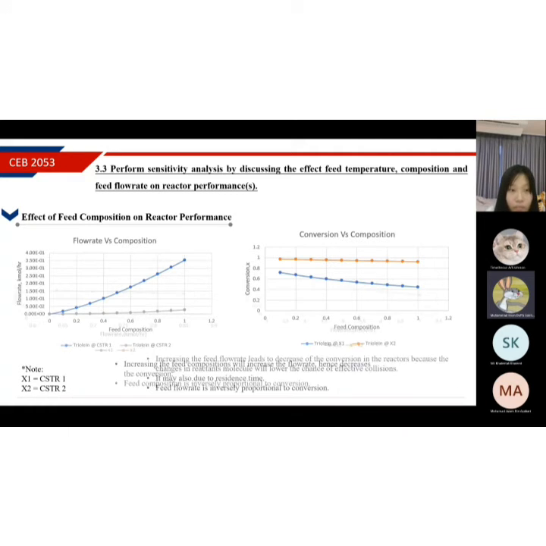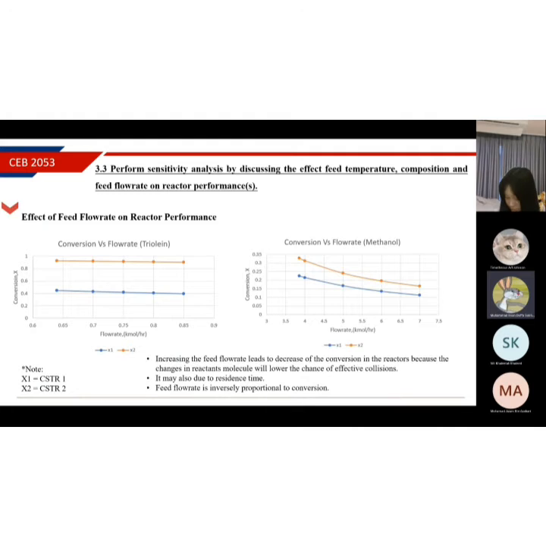Next slide. So for the third, the effect of feed flow rate on the reactor performance, this is relatable to the second effect just now. So we know that when we increase the flow rate, it will decrease the conversion. As we can see for the first graph, when we increase the flow rate of triolein, it will decrease the conversion slightly. However, for the flow rate of methanol, if we increase it, the conversion decreases gradually.